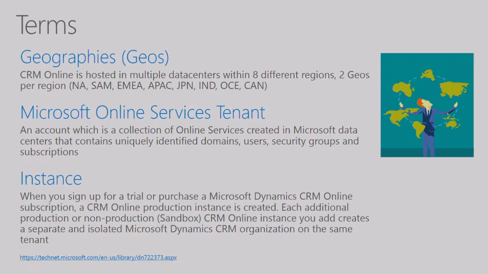What does geo mean? When we use the term geo, it means geography. Microsoft has data centers all around the world, and for Dynamics CRM Online we are in 8 different regions, with 2 geos in each region. As you can see, we have North America, South America, EMEA, Asia Pacific, Japan, India, Oceania, which is a data center in Australia, and Canada. India and Canada were added recently.